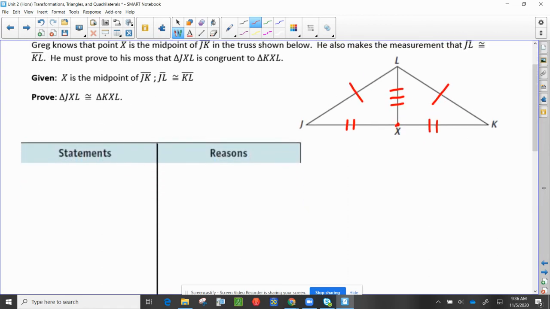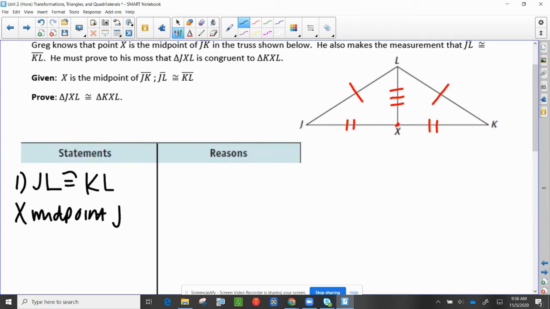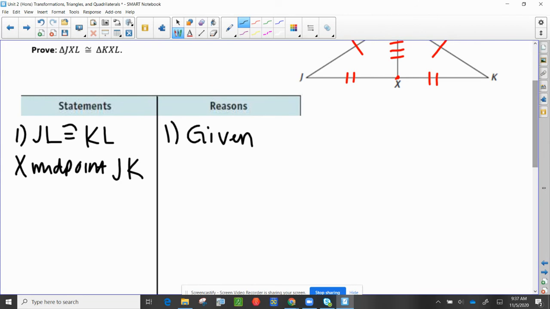So now we're going to write our proof. Let's start by writing our given statements. So we have that JL is congruent to KL, and we know that X is the midpoint of JK. And again, our reason there is because that is what is given. Now we're going to use that to help us. Again, remember we need to prove three things are congruent in order to show congruent triangles.